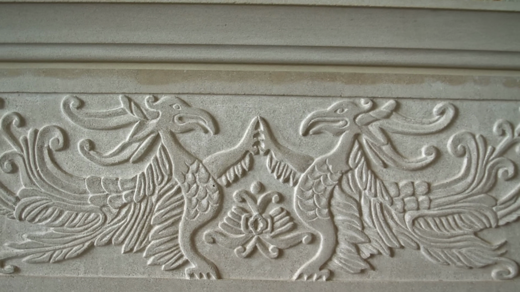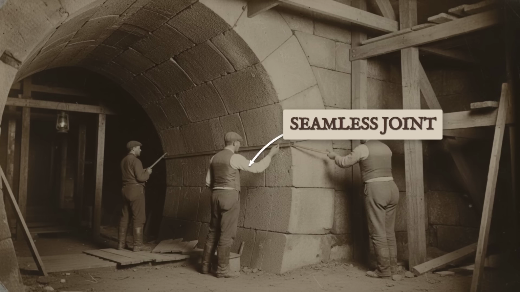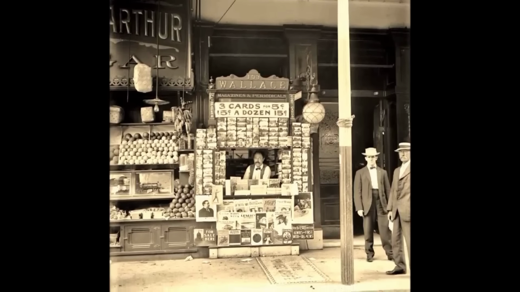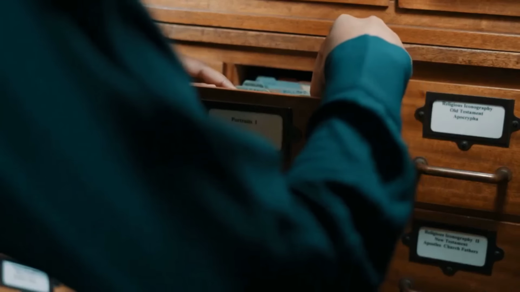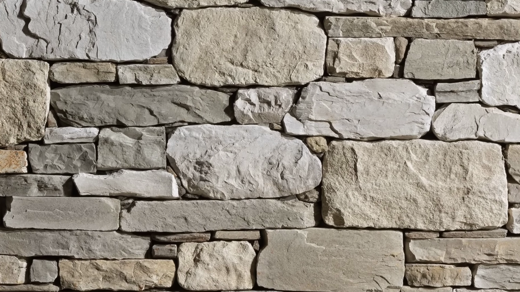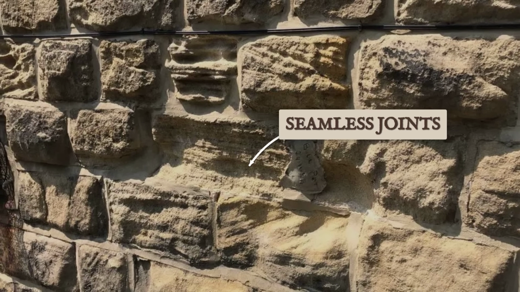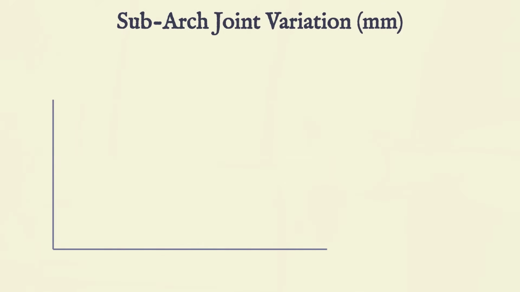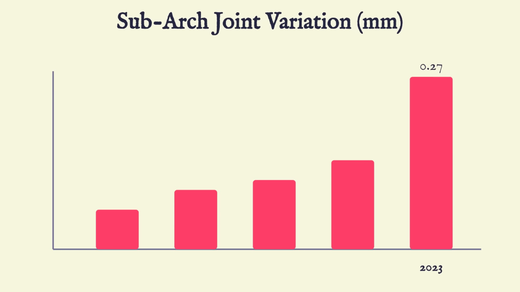The sub-arch showed tooling precision inconsistent with hand-carved Victorian stonework. Each joint aligned within millimeters, suggesting mechanical cutting methods not documented in New Orleans until decades later. The deeper I looked, the more the foundation revealed its contradictions. Victorian construction typically employed rough-cut limestone, with joints varying between 5 and 15 millimeters. The sub-arch joints measured 2.8 millimeters with less than 0.3 millimeters variation across the entire visible span.